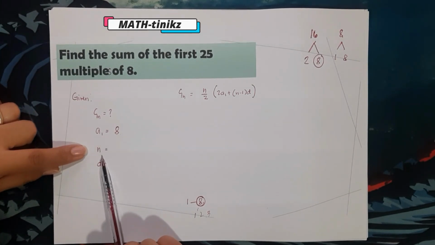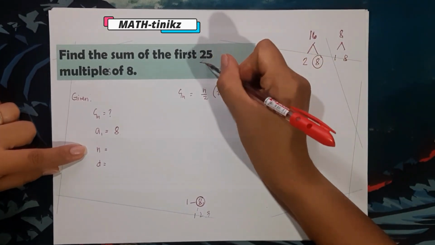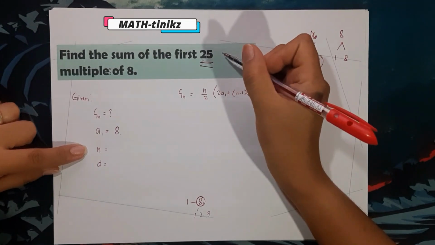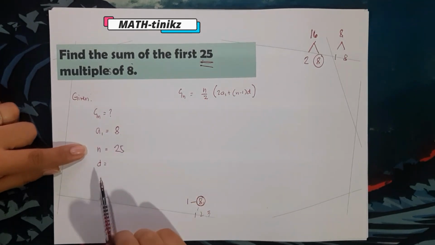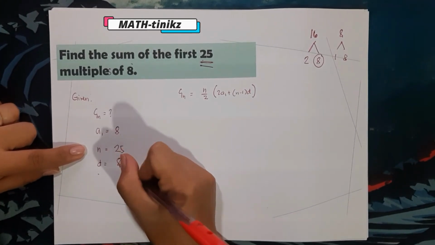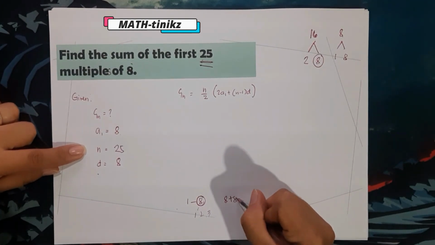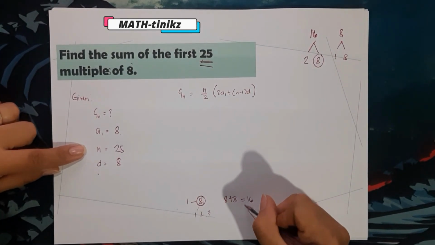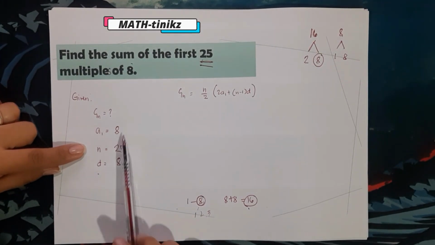Now, the number of terms. Ilan ang kukunan mo ng sum? There are 25. First 25 ang kukunan mo ng sum. So, 25 ang n natin. Now, the common difference. Ang common difference natin dito is 8. Bakit 8? Kasi ang 8, pag inadd mo ng 8, magiging 16. And 16 is divisible by 8. Or, pag i-factor mo ang 16, meron siyang factor na multiples of 8.